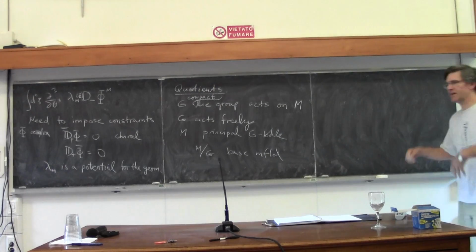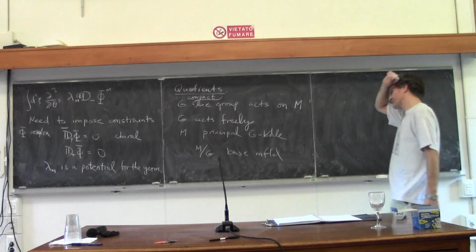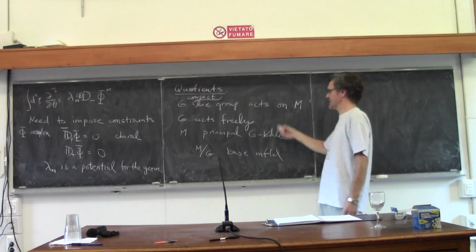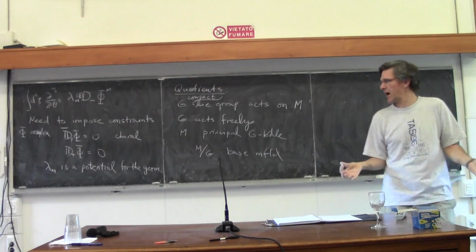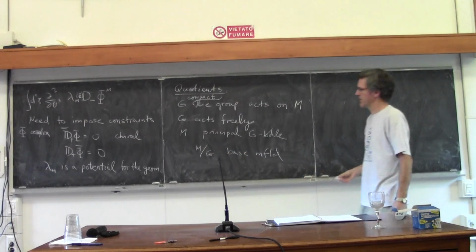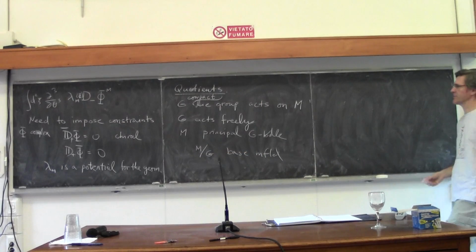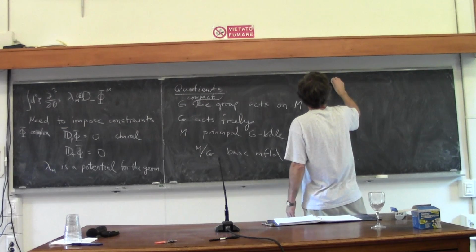Okay, so this is the structure I want to do, but using the supersymmetry. So the point is that I have more information on M. It's not enough to just reduce by G, because I have geometrical structures on M that I want to preserve.